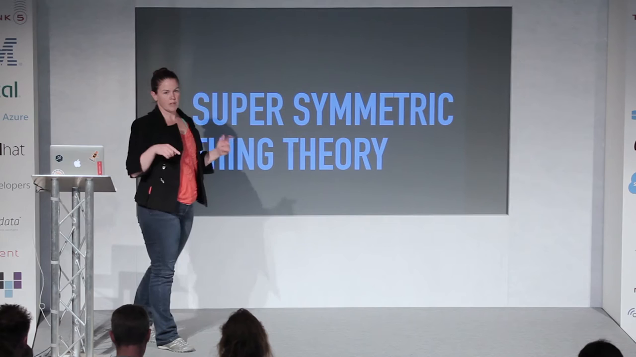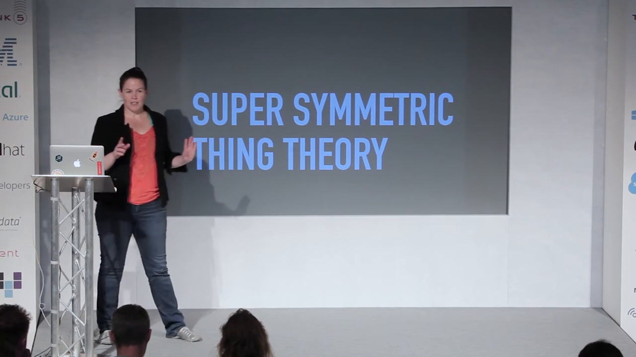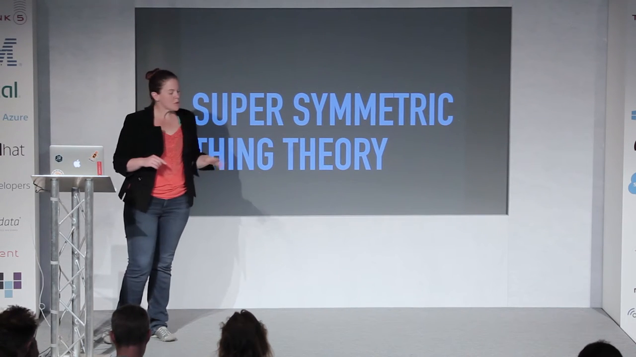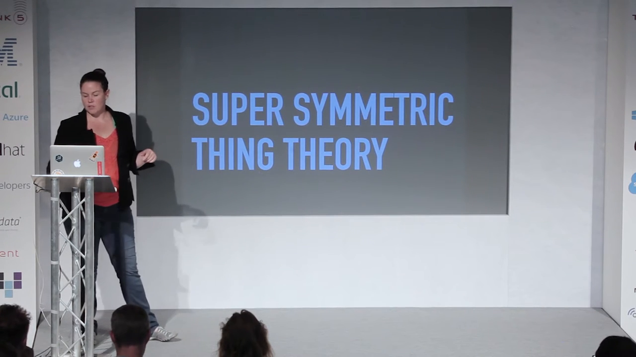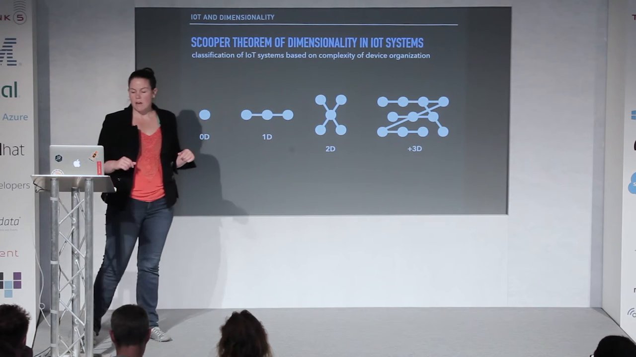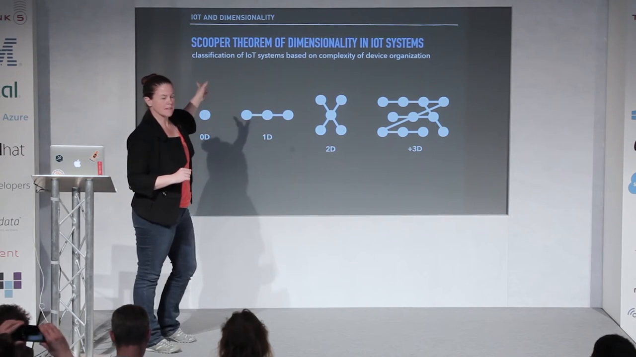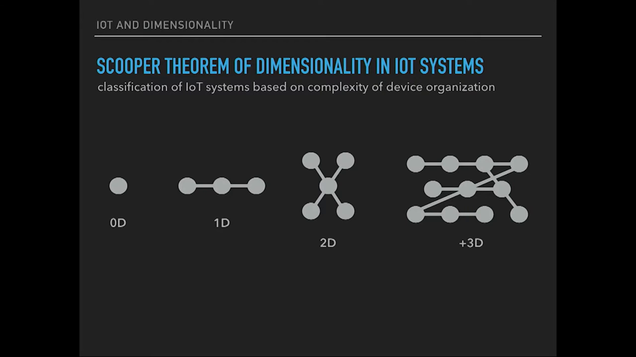Now, how does this relate at all to IoT? Yeah, I get a little kitschy. You should have known that with the TARDIS on the front. But supersymmetric thing theory is what I've been working on generally with the team. Not my name, by the way. That's silly. But basically, you can classify by the complexity of data coming off of a system, IoT systems, from zero-dimensional to three-dimensional-ish.